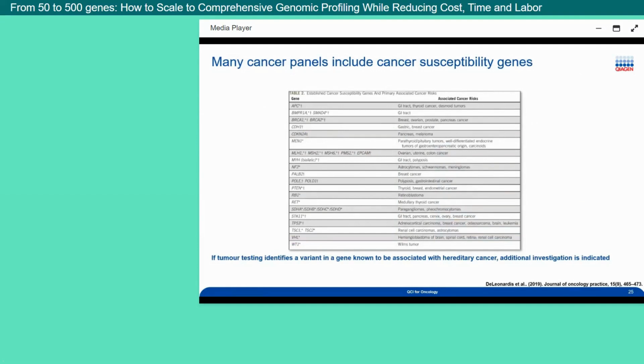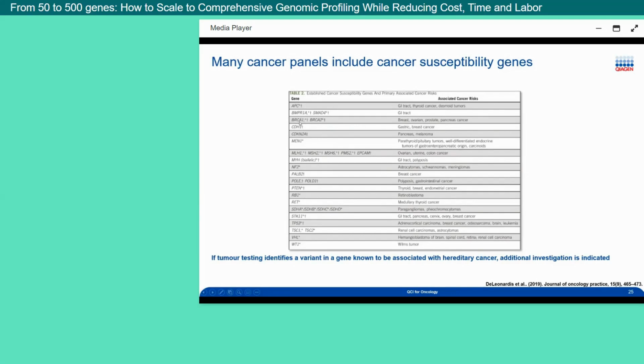So many cancer panels include cancer susceptibility genes among the list of clinically actionable genes, including high penetrance genes with published medical management recommendations. The list that you see here is not complete, but should illustrate that the actionability needs to be related to the current cancer of a pathogenic germline mutation.